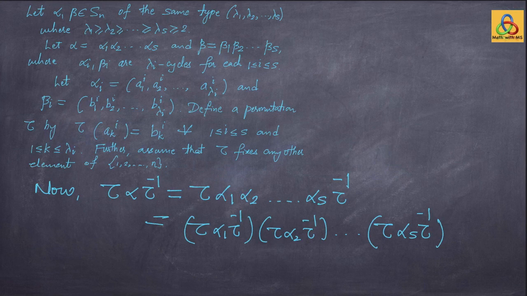So therefore this is just the same as beta 1, beta 2 and so on to beta s. So we have shown that if alpha and beta are two permutations which are of the same type, then they are conjugate to each other. And we have already shown that two permutations which are conjugate to each other are of the same type. Thus two permutations in Sn are conjugate if and only if they are of the same type, and therefore each conjugacy class determines a unique partition of n.